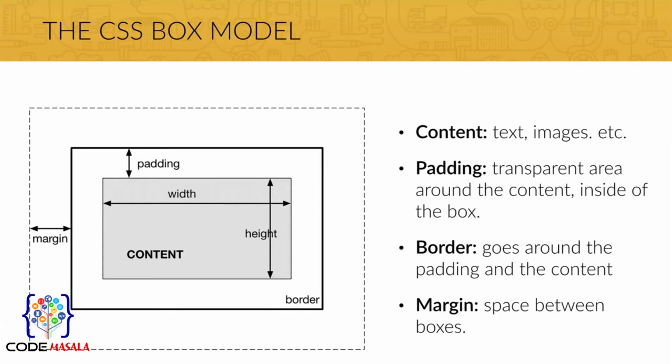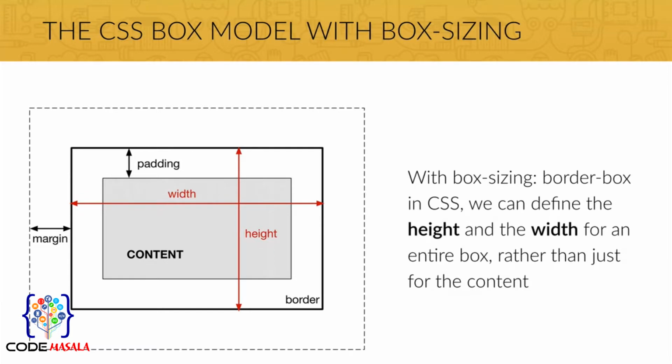Now, padding, margin, and border are properties in CSS and can be specified for the entire box or for individual sides, top, bottom, left, or right. We will use all of them later. The box model also allows us to set the height and the width of an element.